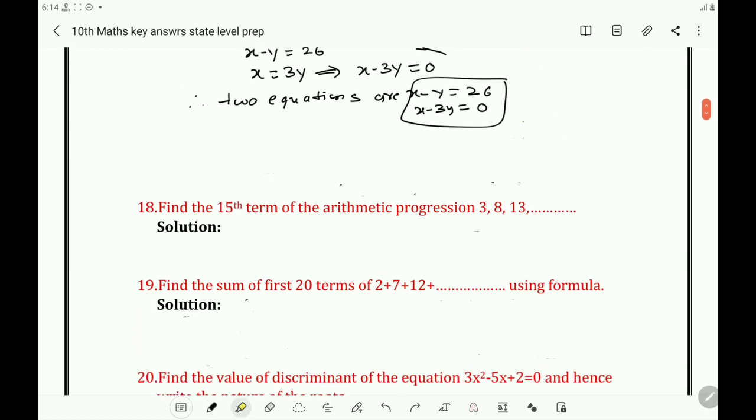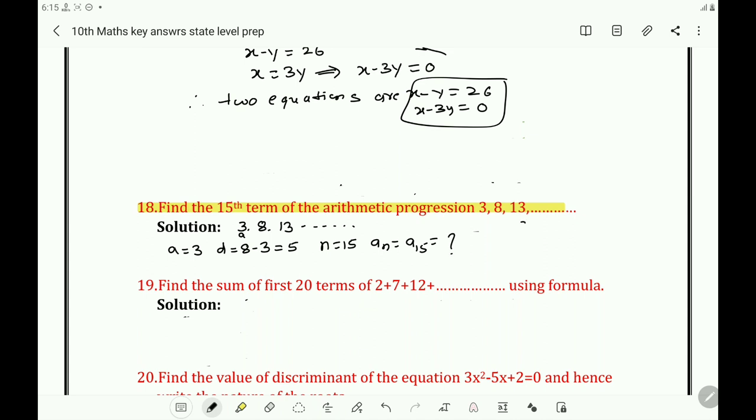Next question, 18th question. Find the 15th term of the arithmetic progression 3, 8, 13, and so on. To find the 15th term, we have to use the formula an equals a plus n minus 1 into d. So a is required, this is a. So you write a equals 3 and d equals 8 minus 3, a2 minus a1, 8 minus 3 is 5, and n is here 15. We have to find the 15th term. n equals 15. That is a15 equals question mark.